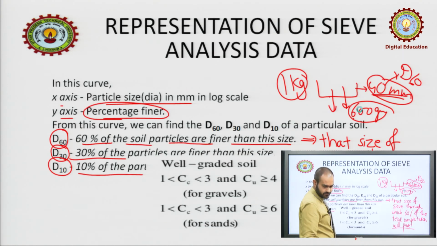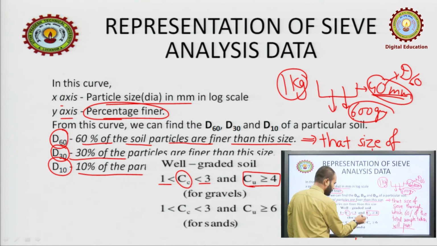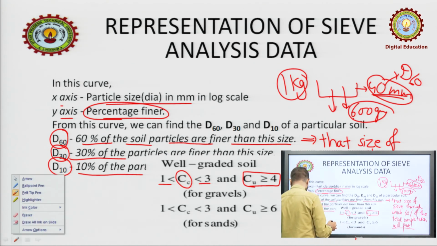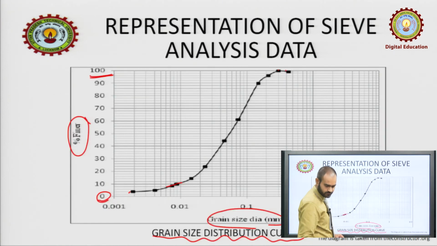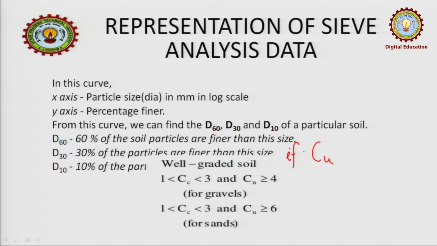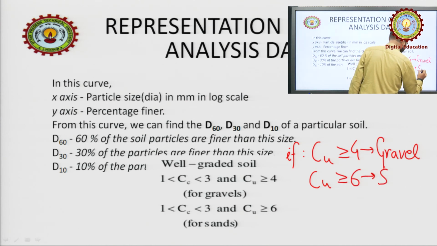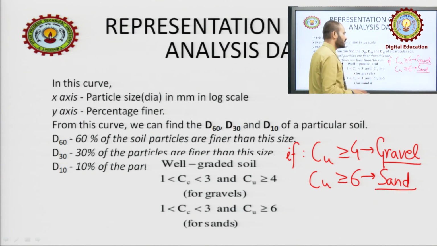Just look into the values. Let me write here only. If Cu, please copy it, it is an important part. If Cu is greater than or equal to 4, this means it is a gravel. If Cu is greater than or equal to 6, it means it is sand. This is the first part. Cu means coefficient of uniformity. The coefficient of uniformity actually comes in handy to identify whether the soil is gravel or sand.